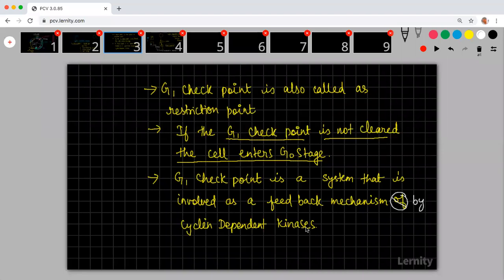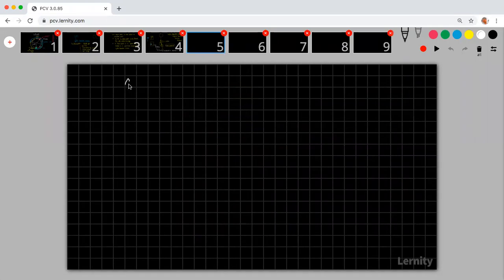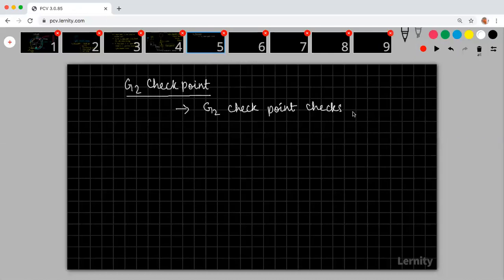Okay, now next one is G2 checkpoint. G2 checkpoints check for DNA damage, DNA replication completeness.